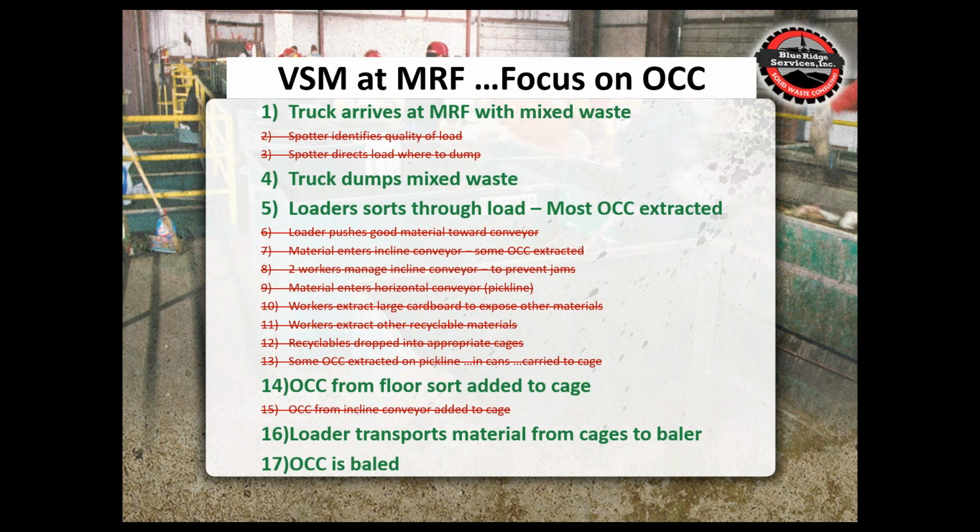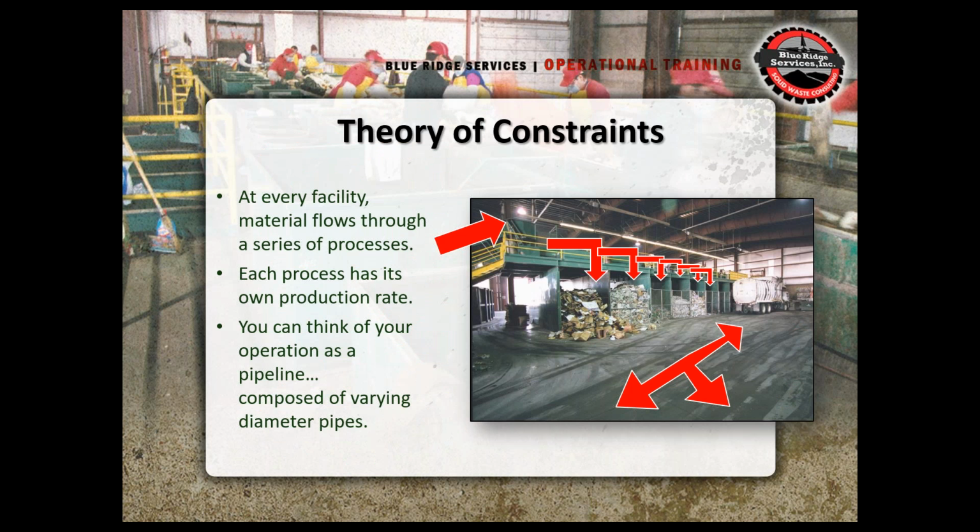Finally, the theory of constraints. We're talking about bottlenecks in the system. At every facility, your material flows through some series of processes. And every process, whether it's a floor sort, incline conveyor, initial pick line, secondary pick line, shaker, whatever you have going on up there, there are production rates for each step in the process, and some of those will actually be bottlenecks because they can't effectively handle all of the flow.